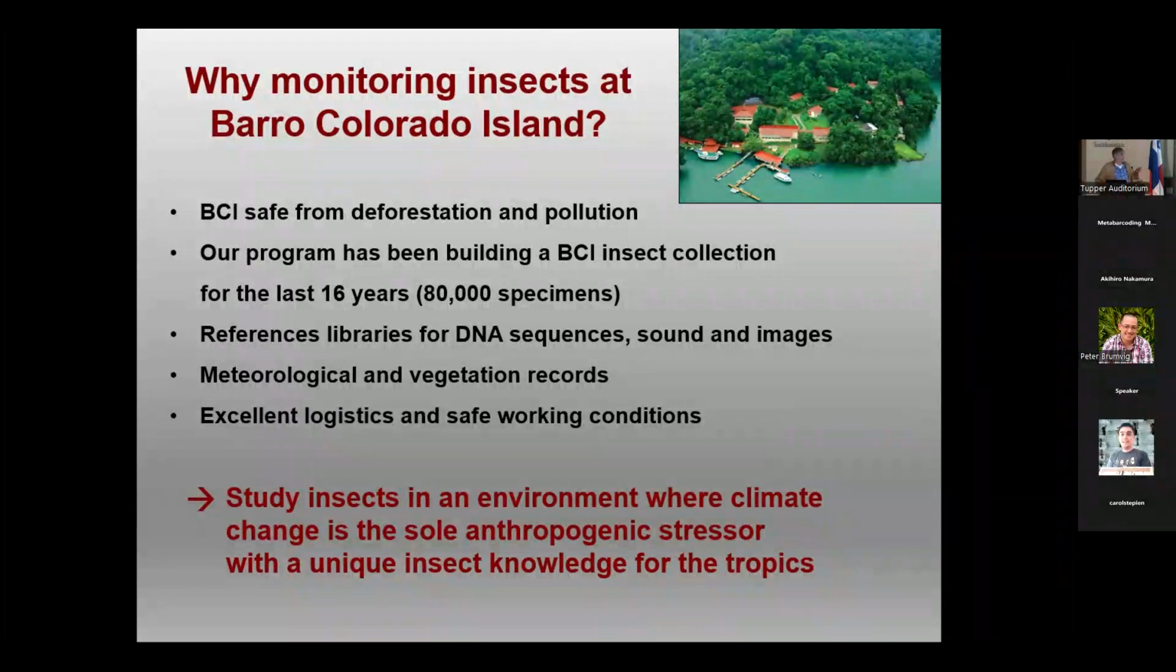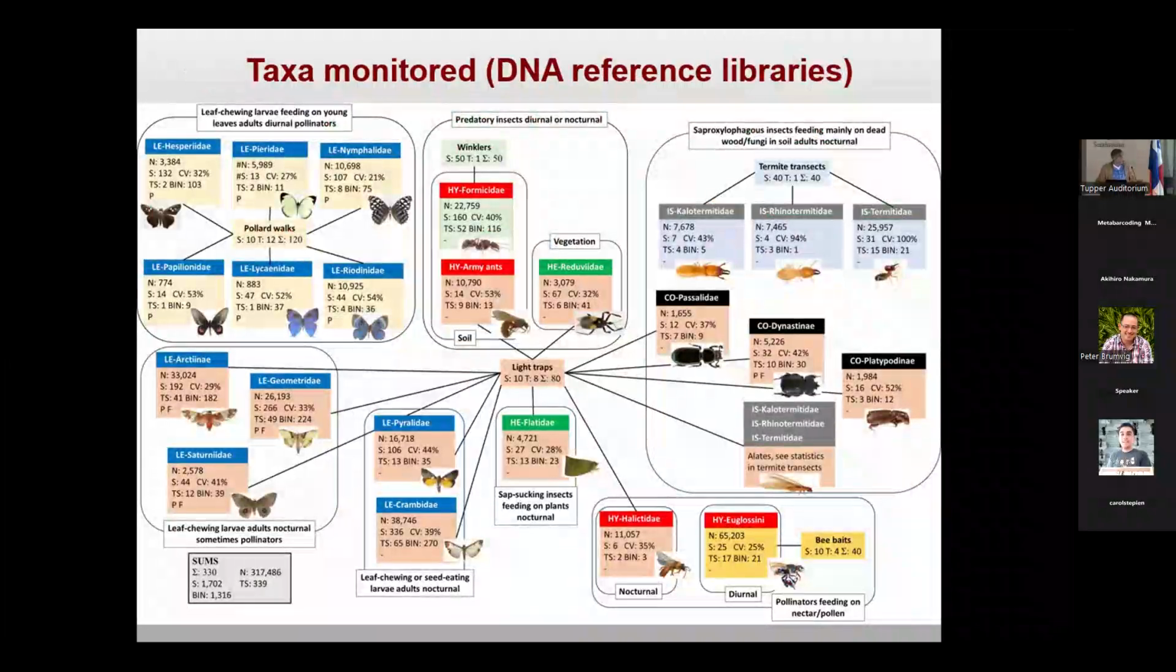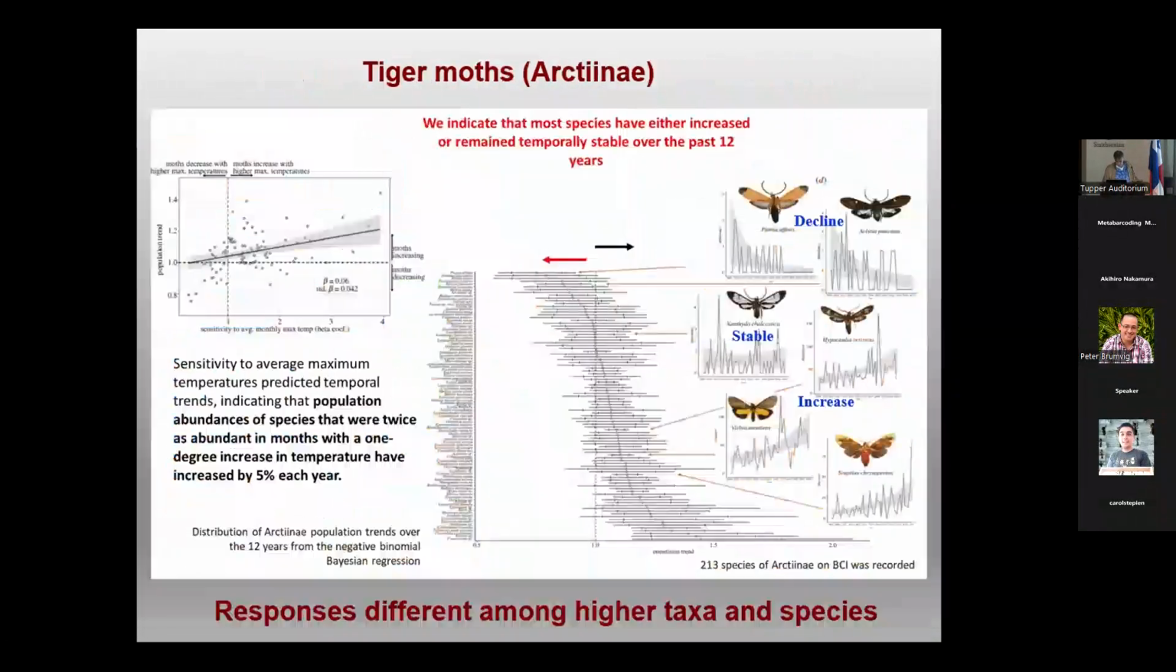So for us, what is interesting is that we can study those insects in an environment which is really safe from the main anthropogenic stressors, but not from climate change. And that's what we're interested in. These are the 23 taxa that we're monitoring on the island with different protocols. That's important because it will condition what kind of DNA reference library we have. You can note that there are lots of Lepidoptera, like moths and butterflies, and for example, a few beetle groups which are being monitored.